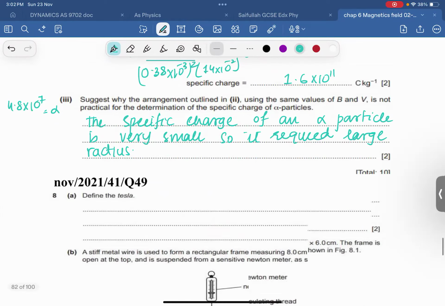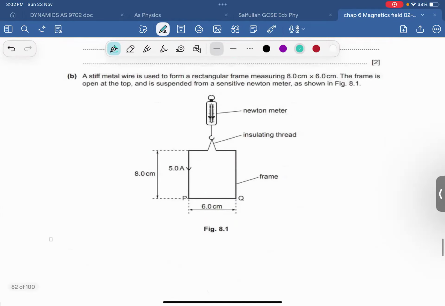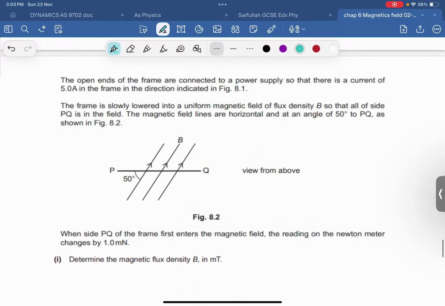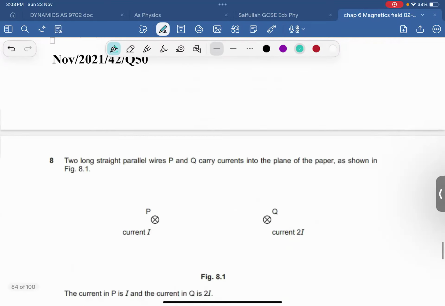So another question. Okay, skip the Tesla. They're saying a stiff metal wire is used to form a rectangular frame. The frame is open at the top and suspended from a sensitive Newton meter. The open ends of the frame are connected to the power supply so that there's a current of 5 ampere. The frame is slowly lowered into the magnetic field of flux density B so that all sides of the... this is something you can ignore, because we didn't study that yet.